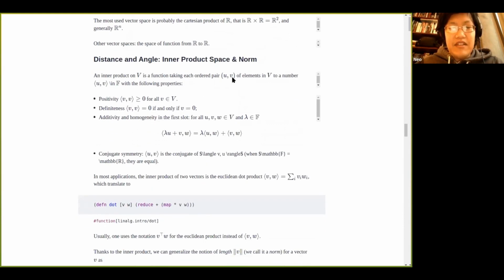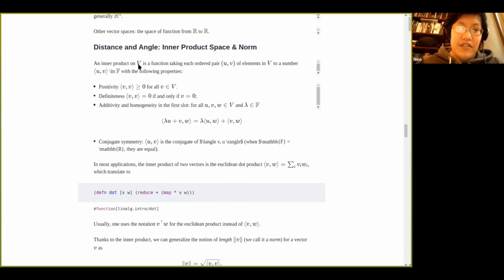And in this presentation, we're also going to think about what is a distance and angle, and to understand what these are in higher dimensions, we need to introduce what they call the inner product and the norm. So the inner product is simply a generalization of what you know about the Euclidean dot product, which is just the sum of the product of the components, which I defined here.